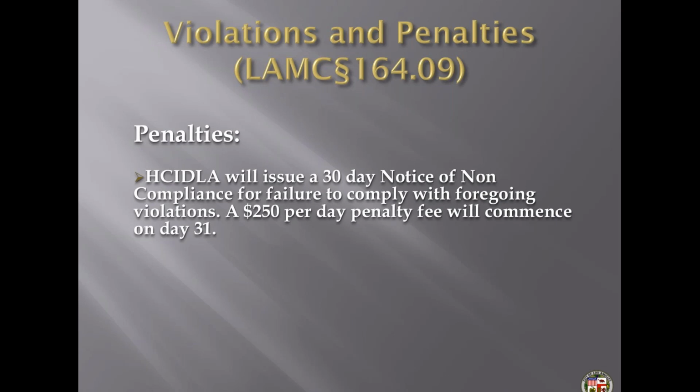Now, when we do issue the 30-day notice, you have 30 days to comply. If by day 31 you haven't complied, our system will automatically start accruing a $250 per day penalty fee, which can add up to $100,000 per notice.